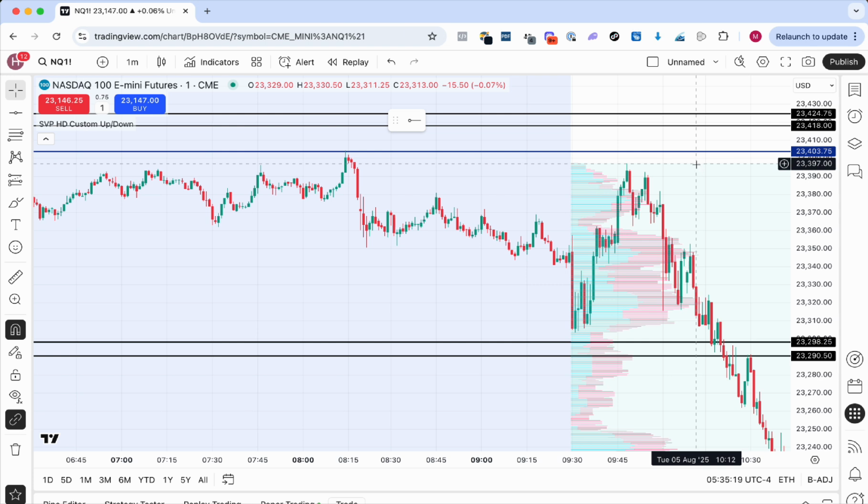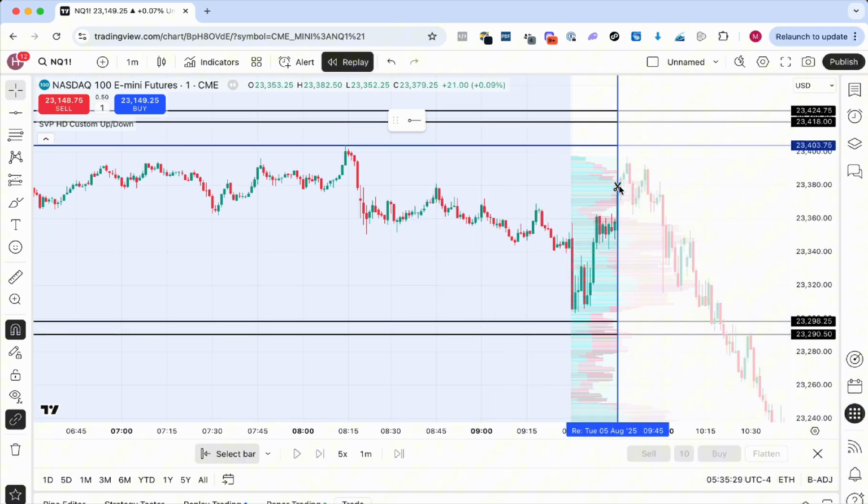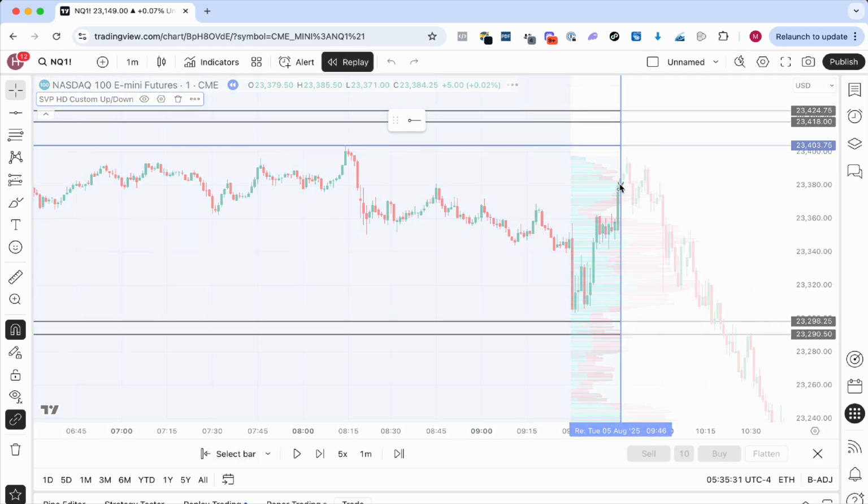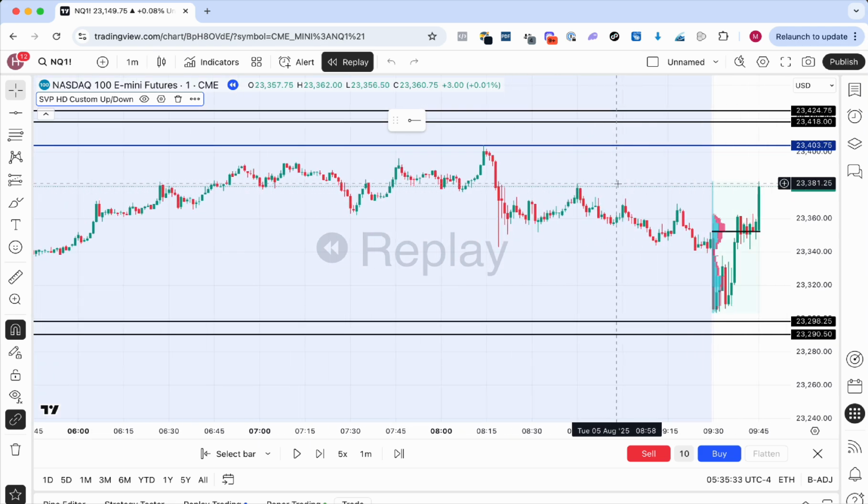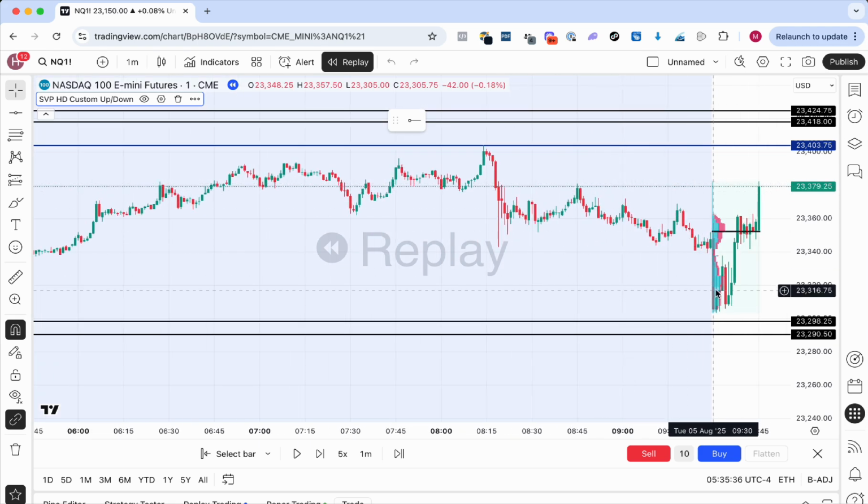So we want to see what's going on inside these candles to predict either a reversal or a breakout. Okay, so let's go to the replay function and see exactly what's going on and how many clues we can find that a reversal is more likely than a breakout. Okay, so the market opened right here.